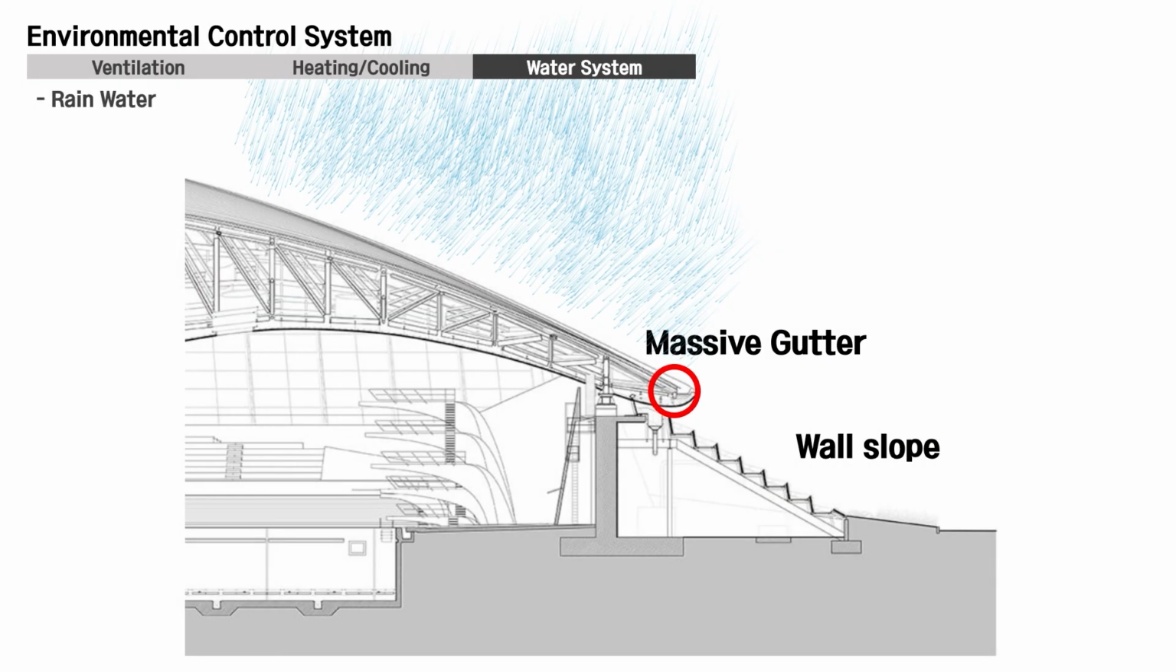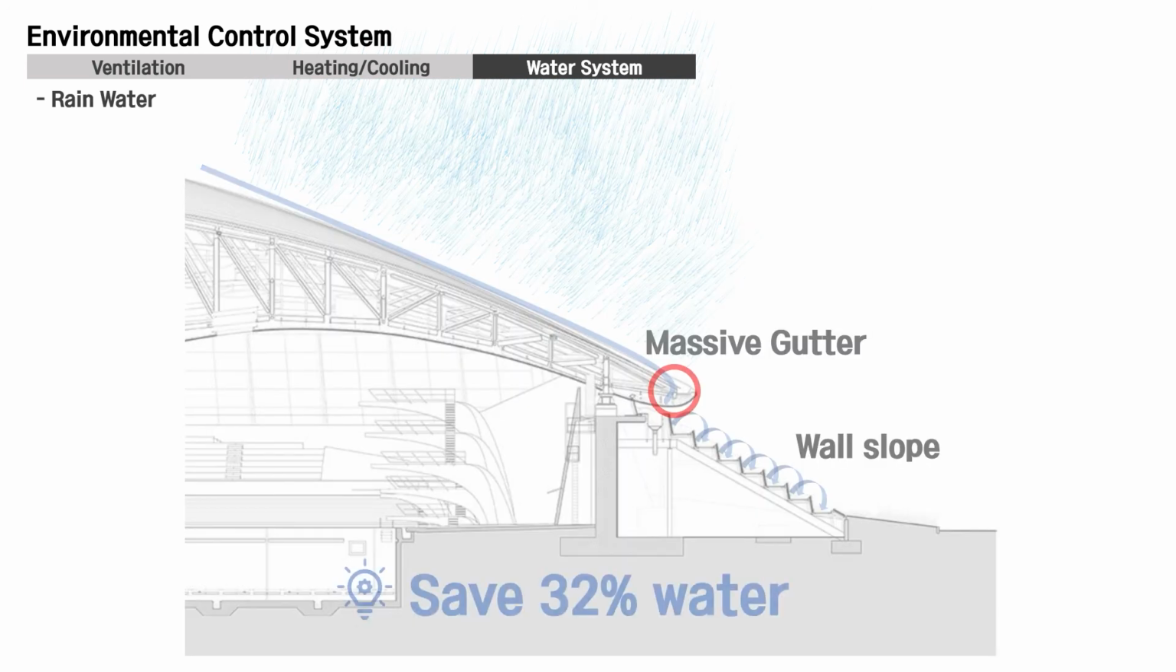And the London Aquatic Centre used rainwater and wall slope for the water system. The rainwater flows along the roof and gathers in a massive gutter, and it falls to the bottom following the wall slope. The gathered rainwater can also be used for the facility's toilets and showers, which account for the largest water demand in the facility. Through this system, London Aquatic Centre saves up to 32% water annually.